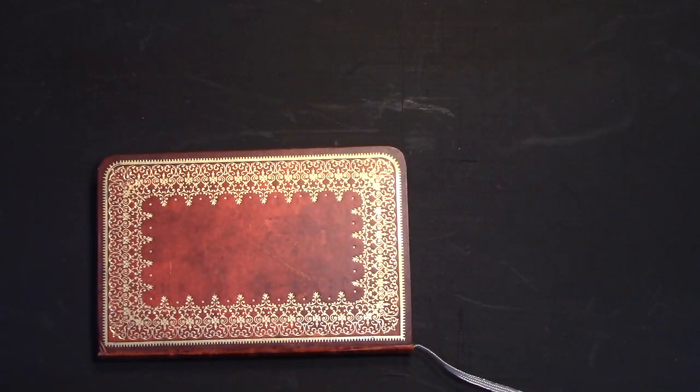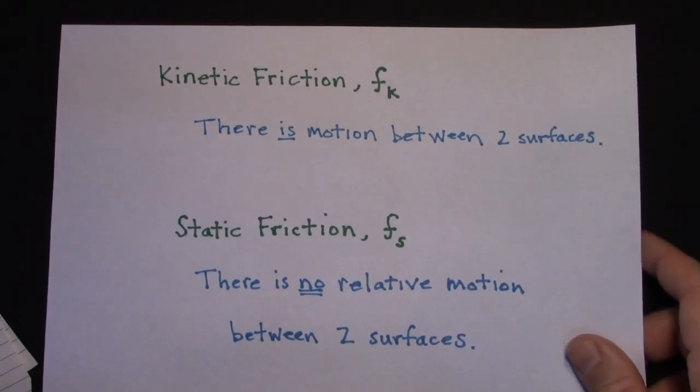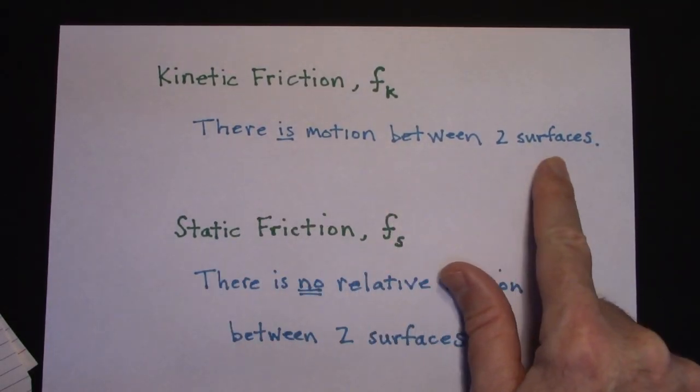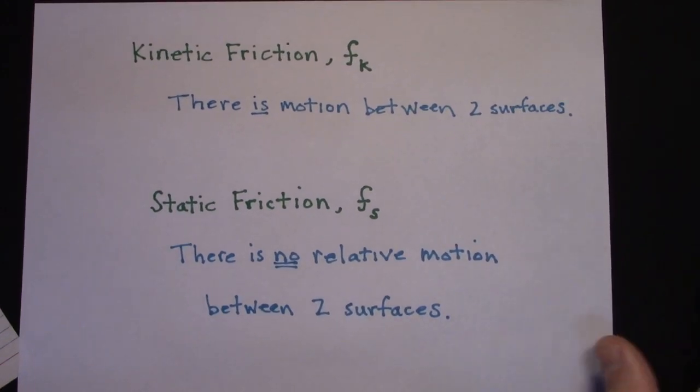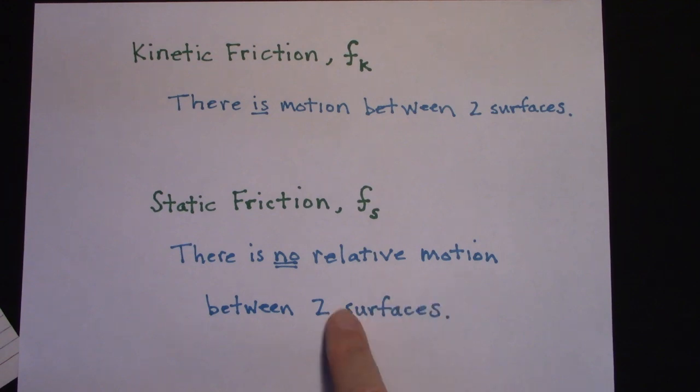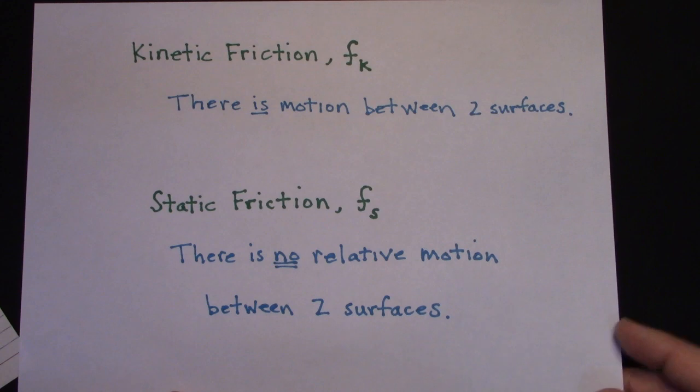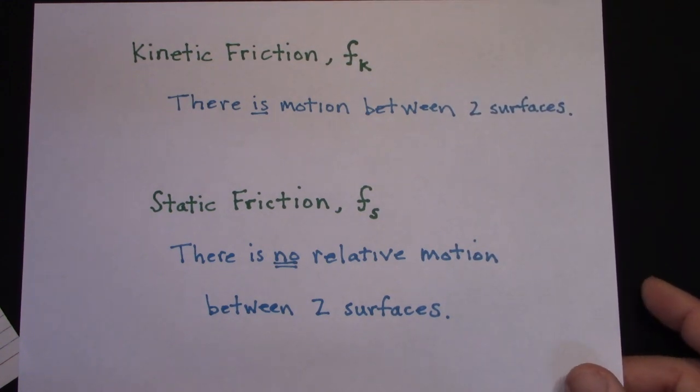Okay, so I'm going to first tell you about kinetic friction, where there is motion between the two surfaces. Then static friction is where there is no relative motion between the two surfaces. So there could be motion, like maybe a crate in the back of a pickup truck, but the crate and the floor of the pickup truck are not moving relative to each other, even though the truck might be driving down the road.